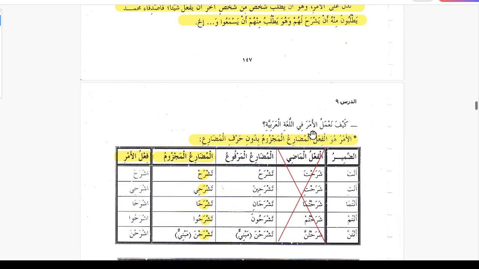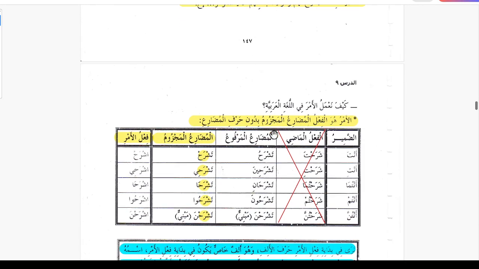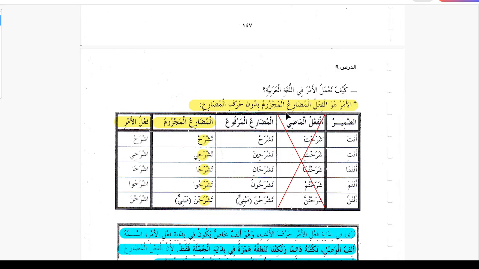Kaifa na'malu al amra fil lughatil arabiyya, how the commanding verb works, how we make it in the Arabic language. Al-amru huwa al-fi'lul mudari'u majzumu biduni harfil mudari'. So the thing is, we can't give a command to anybody in the past tense. We only can give a command in the present tense, and we cannot command a third person who is not there. We cannot command ourselves also. So no third person pronouns, they are out. The first person, they are also out. So for the commanding verb we only use the second person, which is anta, antuma, antum, anti, antuma, antunna. So the commanding verbs are formed only from the verb forms used for the second person.